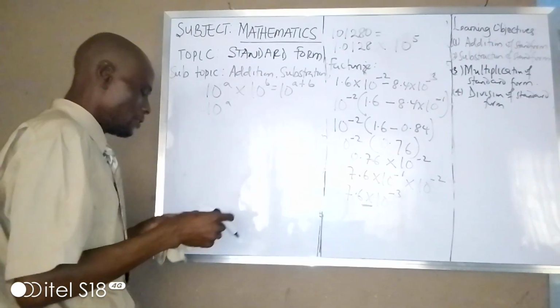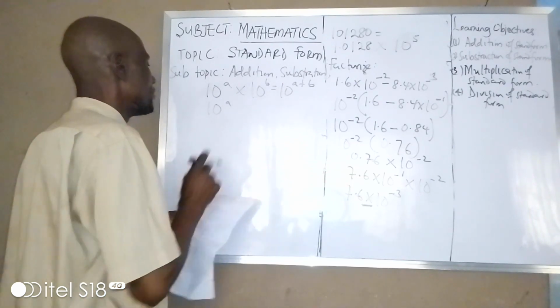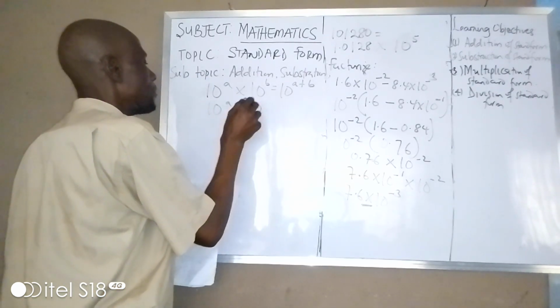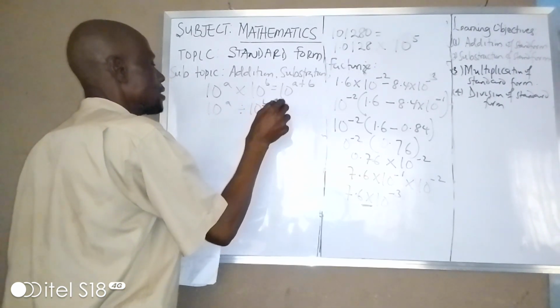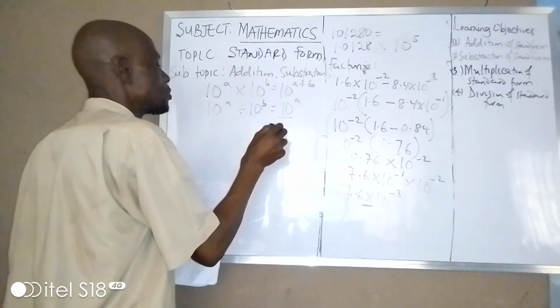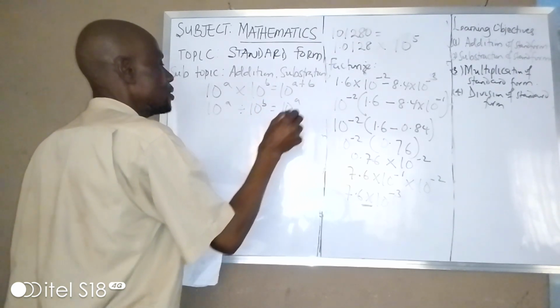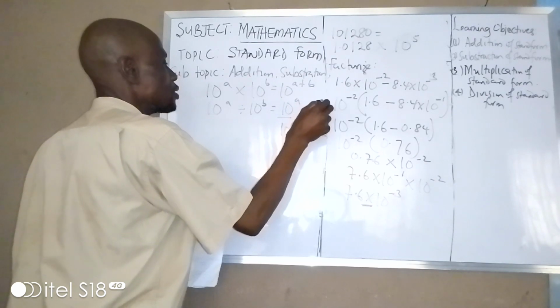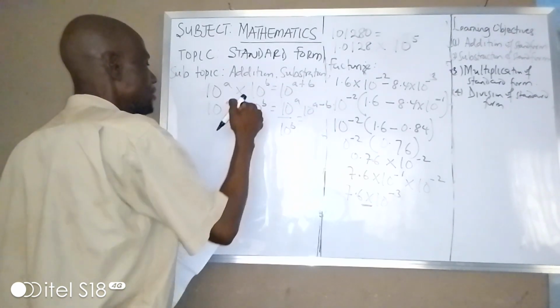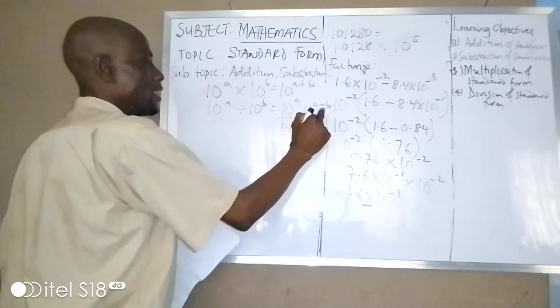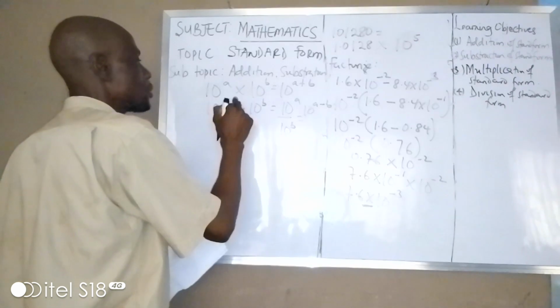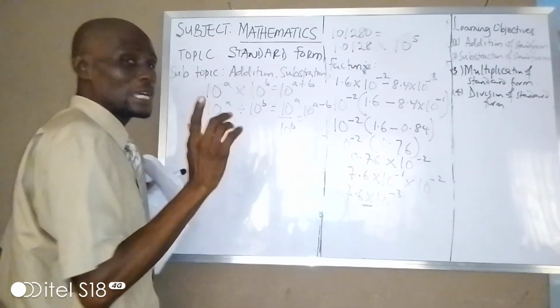A divided by 10 to the power b, it is 10 over a all over 10 to the power b. This is 10 to the power a minus b. So if you are dividing, you subtract their power. If you are multiplying, you add their power. So that is the logic.